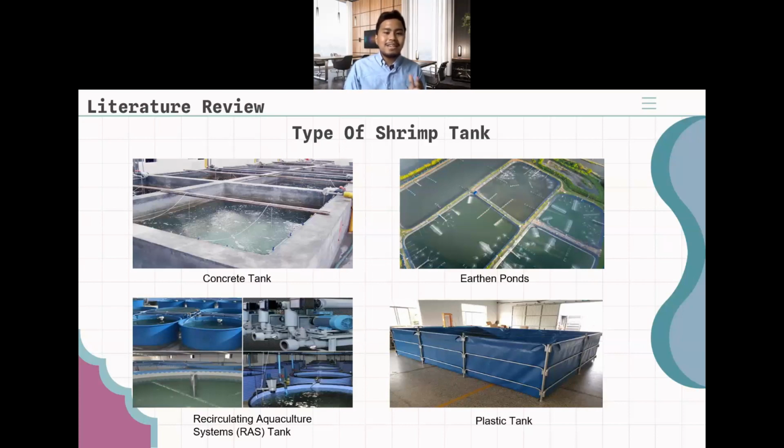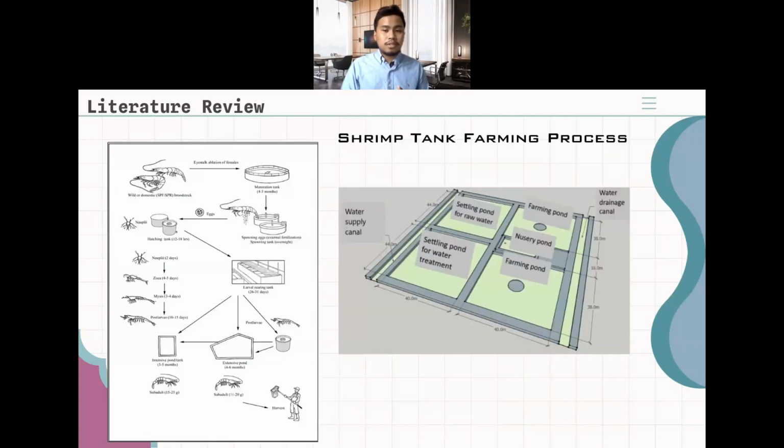As you can see, the figure in this slide shows concrete tanks, earthen pond, recirculating aquaculture system tank, and acid tank. This slide tells about the shrimp tank farming process. The vital period to monitor the water parameters is the post-larva period in the nursery pond and farming pond, where the shrimp spend most of their time, four to six months before the harvesting process, as the figures show. These two ponds need to be monitored as maintaining good water quality is essential for shrimp growth and health.